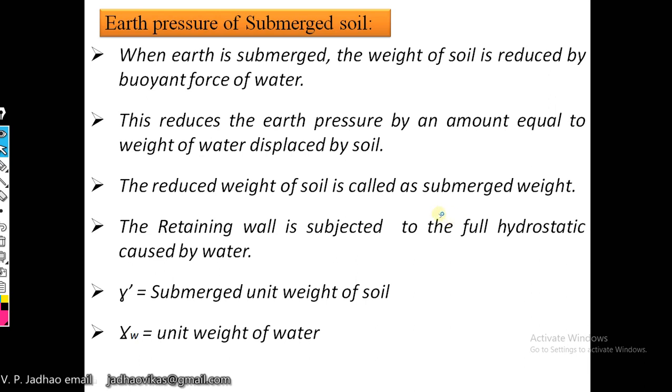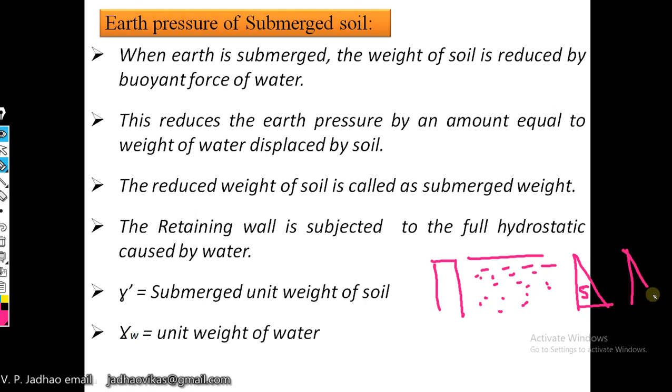There will be a reduction in the weight of the soil mass, but at the same time, if this is your retaining wall and the soil is completely submerged, what will happen? There will be two forces acting. The first is due to the soil mass. This is the first pressure, due to soil mass. The second pressure will be acting due to the water which completely fills the voids of your soil mass. This will be due to water. So two different pressures will be acting.